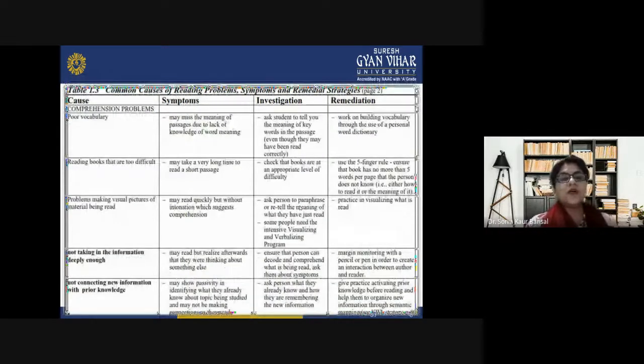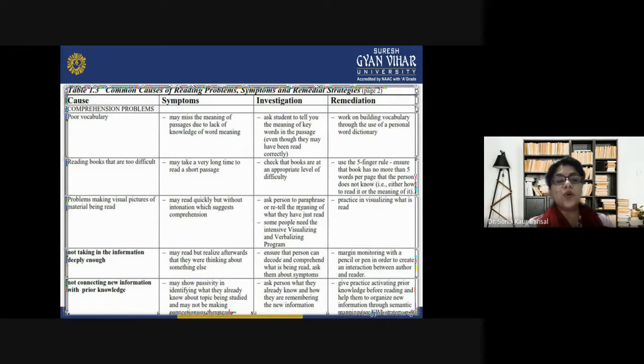These are some other causes related to poor vocabulary, where the symptom is that we may miss the meaning of a passage due to lack of knowledge of word meaning. Investigation asks students to tell you the meaning of keywords in the passage, even though they may have been read correctly. Then remediation will lead to work on building vocabulary through the use of a personal word dictionary.